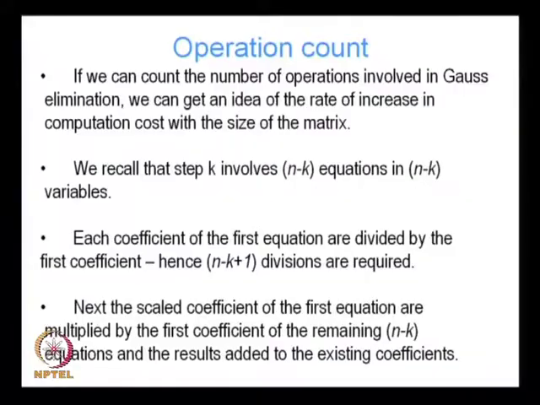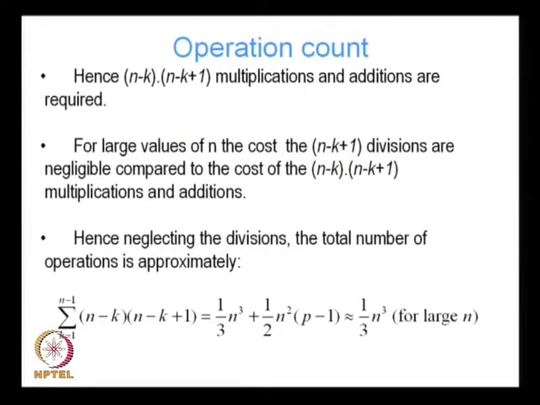Next, the scaled coefficients of the first equation are multiplied by the first coefficient of the remaining n minus k equations, and the results are added to the existing coefficients. So, what does that mean? That means there are n minus k times n minus k plus 1 multiplications and additions. Why? The first equation was done, we disregard the first equation. So, now there are n minus k equations, but for each of these equations we have to do n minus k plus 1 multiplications and additions.